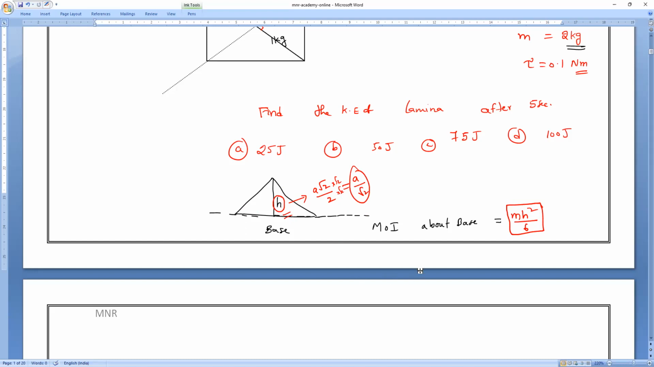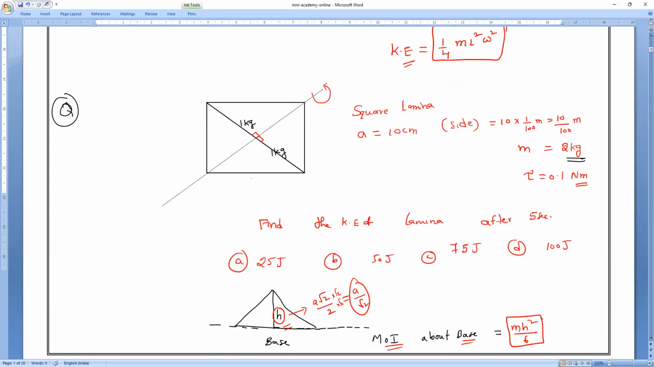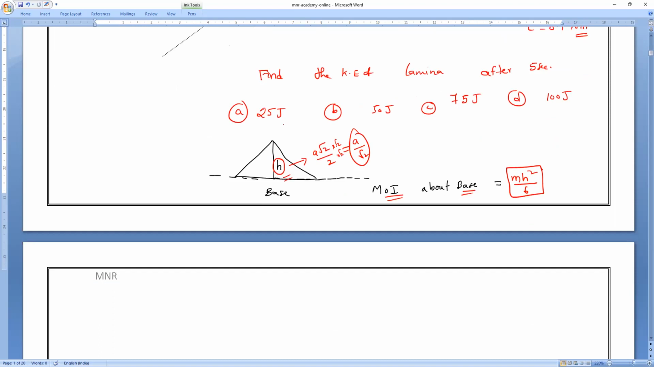Now if you substitute h equal to that, that is only the moment of inertia about the base for one triangle. Totally we have two triangles here. Two triangles total mass is 2 kg. So what is the mass of one triangle? 1 kg. And h is equal to a by root 2. Substitute in this and you'll get it.